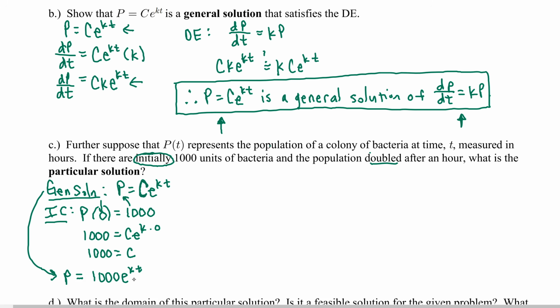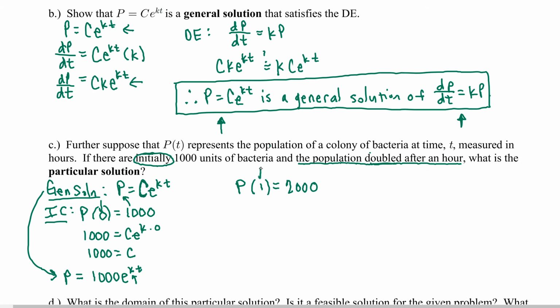Okay, so we still have an unknown parameter in our general solution. So let's look at the other condition here. We know by observation that the population doubled after an hour. So at 1 hour, we're going to plug in 1 for t. If our initial population was 1,000 and the population doubled after an hour, we know at this point the population is 2,000.